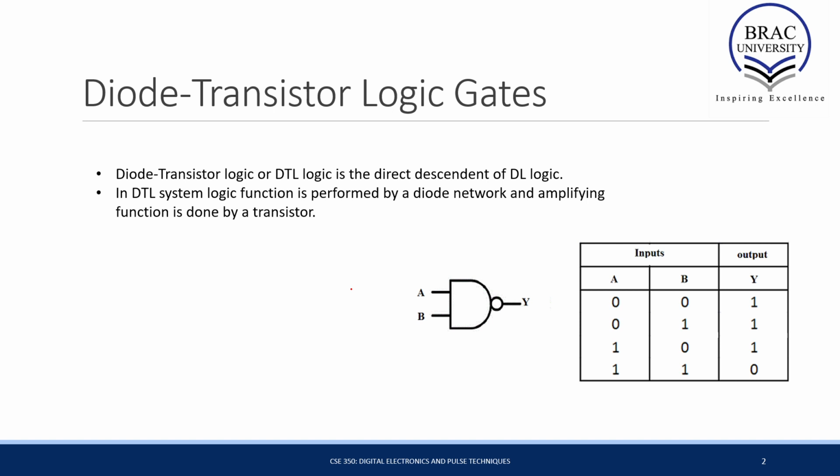In a direct transistor logic system, the logic function is done by the diode network and the amplifying function is done by transistors. In this experiment, we will be simulating a two-input NAND gate. A NAND gate will have a low output when both inputs are high and a high output in all other possible combinations of the inputs.